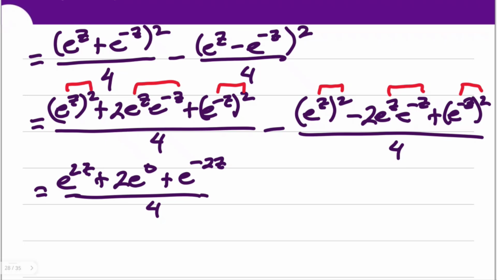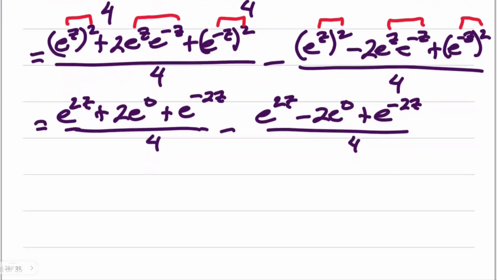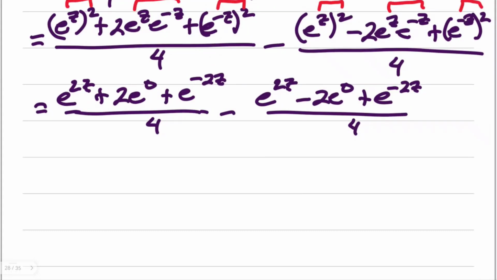Then the second one, minus e to the power of 2z, minus 2 e to the power of 0, plus e to the power of negative 2z, still all over 4. Now that all the terms are without grouping symbols for both terms, we can actually combine them into one expression. But please take note of this. Our denominator is still 4.